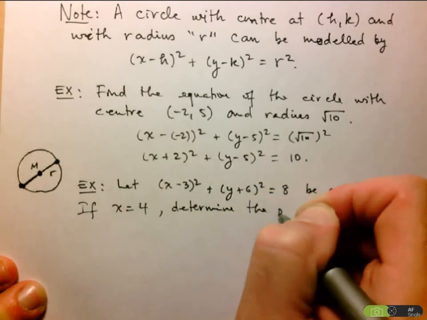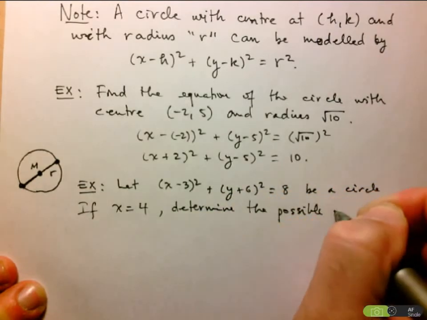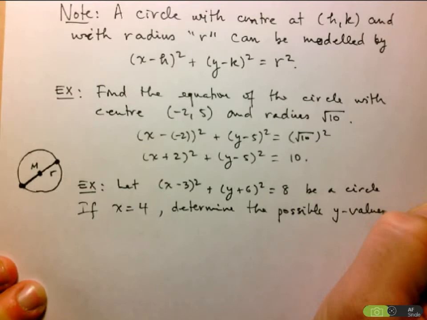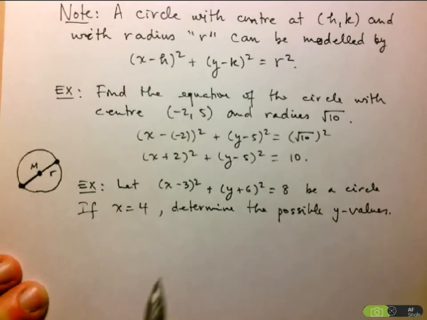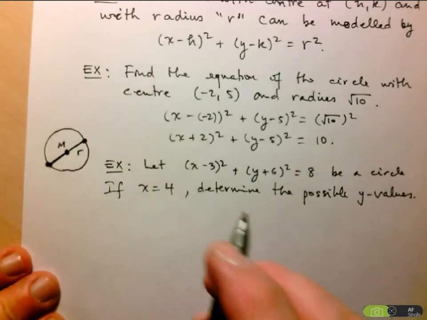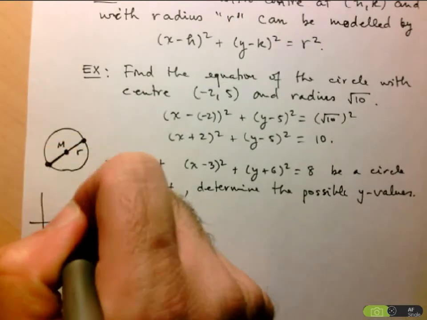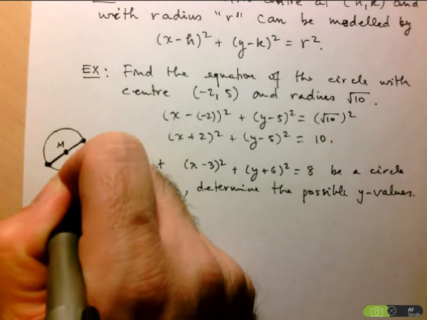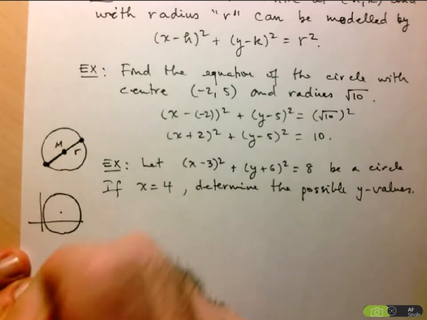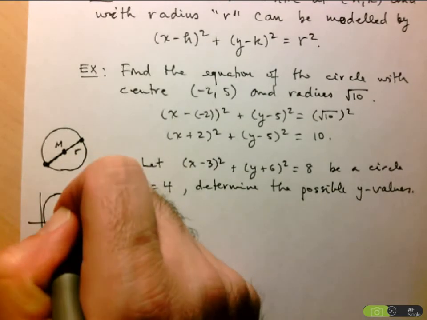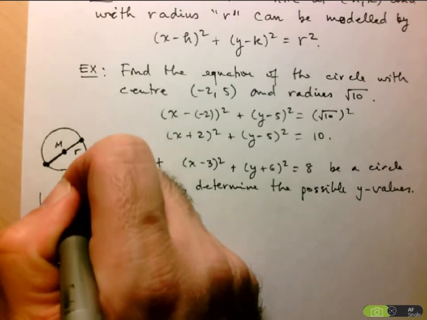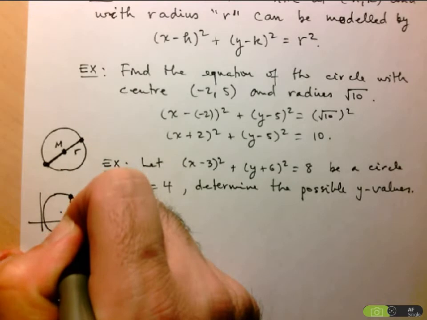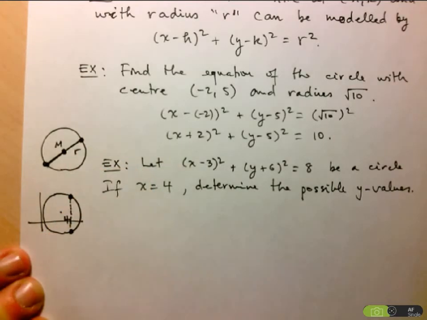the possible y values. Now notice here I'm saying the possible y values. This is something that's different from a line. On a line, you'd only ever have one y value for every x value. But say this is your circle, and say this is x equals 4. You notice that there's 2 possible points on the circle that have an x value of 4.